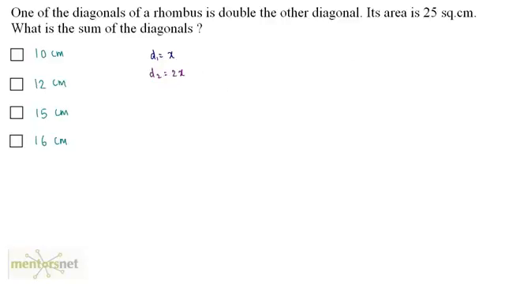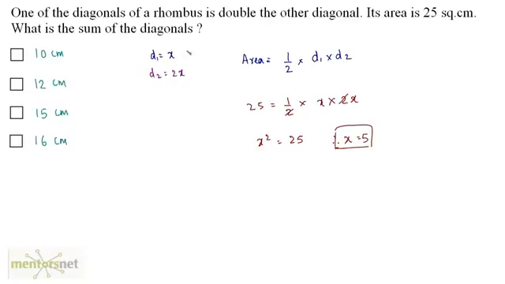And area is given to be 25 centimeter square, and we know the formula for the area of a rhombus, that's half into the product of the diagonals. So 25 is equal to half into x times 2x. This 2 gets cancelled out. X square is equal to 25, therefore x is equal to 5. Now that we've got the value of x, we can find the value of D1 and D2. So D1 is 5, D2 is twice 5, that's 10. So D1 plus D2, the sum of diagonals, is 5 plus 10, and that's 15 centimeters. So option C.